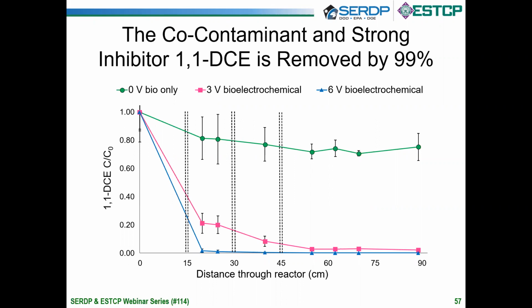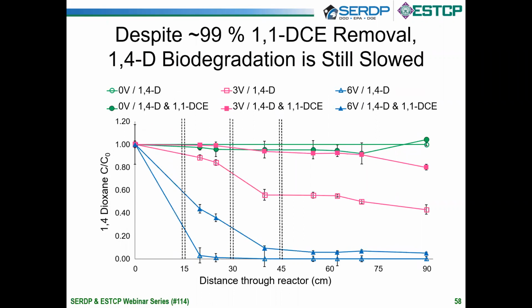At 3 volts in the bioelectrochemical reactor, we do see a significant drop of 1,1-DCE to about 97% at the end of the column, but with quite notable concentrations around 1 milligram per liter persisting through the electrochemically active part of the reactor. And then we can see that at 6 volts, 1,1-DCE is very rapidly removed, basically by 2 orders of magnitude, so somewhere in the range of very few micrograms per liter. So of course, we want to find out what that does with our process.